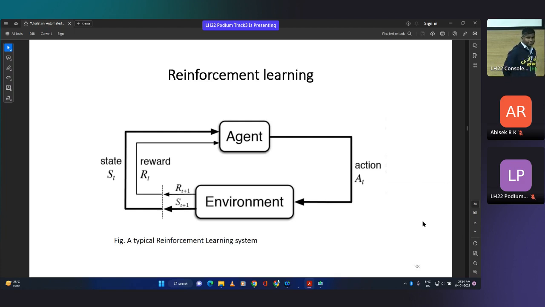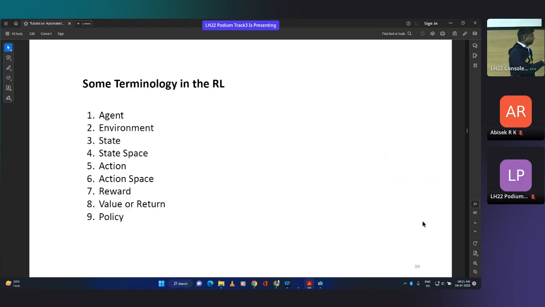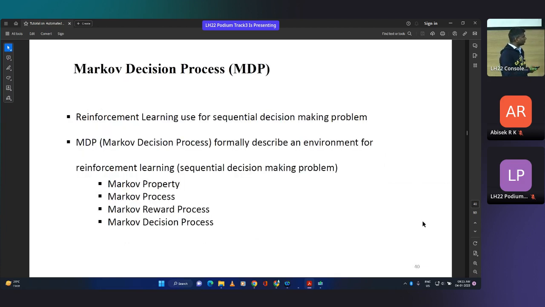Once you take the decision, once you take the action on the environment, you receive the reward. Reward can be either positive or negative. Based on that reward, the policy is updated. So that is the basics of reinforcement learning. These are the terminology that we use in reinforcement learning.